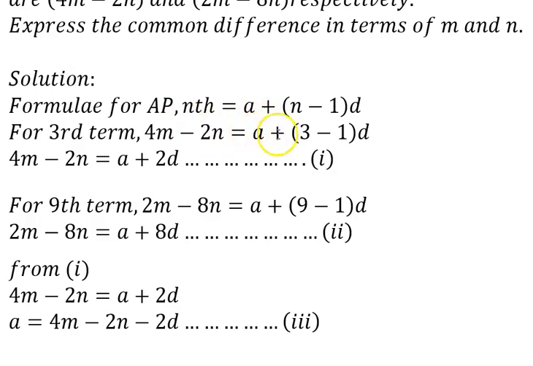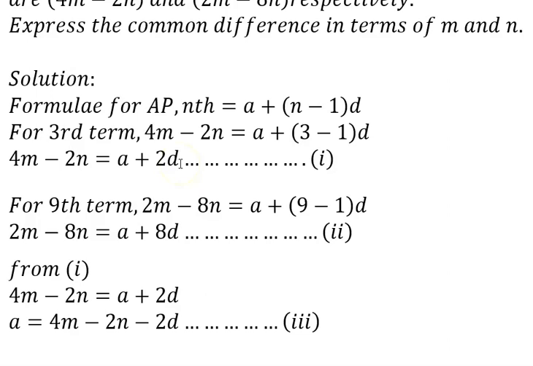So we just input our parameters. We have a plus, because n is the third, we put our 3 here, minus 1, d. So 3 minus 1 gives us 2, so we have 2d on the right hand side. We just say 4m minus 2n equals a plus 2d. Let's call this equation 1.